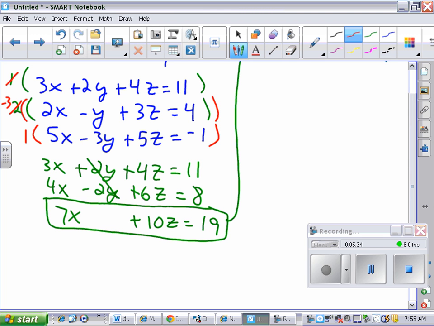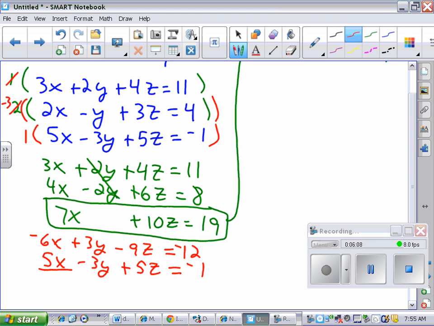You see it? I would take the time and write this down. So I'm going to do it again. Ready? What do I get on top? I get negative 6x plus 3y minus 9z equals negative 12. Correct? Then I get, just write that second one down again, the third one: 5x minus 3y plus 5z equals negative 1.